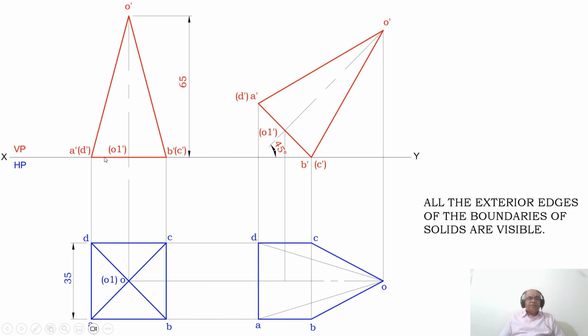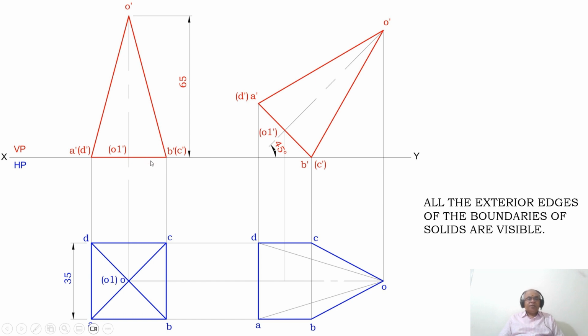So here all of the base edges are resting on HP. What he says is that one of the base edges is resting on HP. Which is the edge which is resting on HP? The edge which is perpendicular to VP. Which is the edge which is perpendicular to VP? BC is the edge which is perpendicular to VP and AD is the edge which is perpendicular to VP. Either you can rest on A dash D dash or you can rest on B dash C dash. If you rest on B dash C dash, then I need to rotate in the clockwise direction. If you rest on A dash D dash, then I need to rotate in the counterclockwise direction.